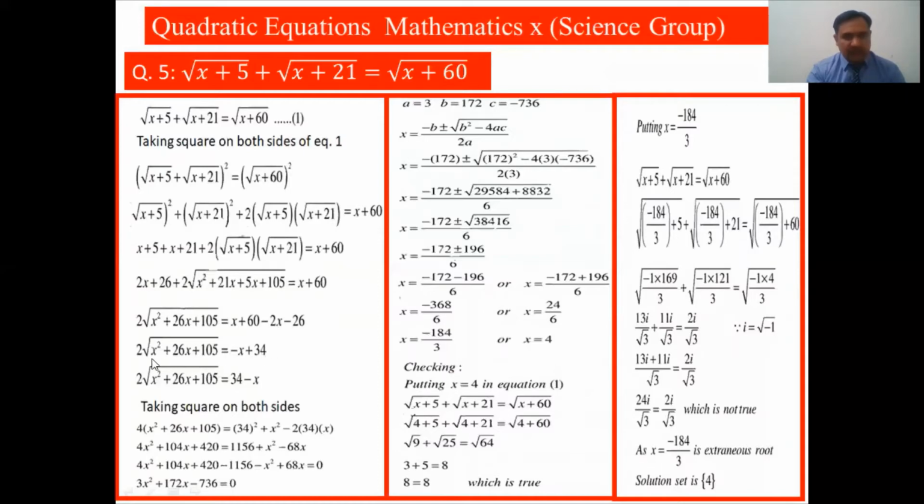Again, you can see that we have a radical sign. The only way to remove this radical sign is to take square on both sides. So taking square on both sides of the above equation, we have this type of expression. When we take square, this radical sign will disappear, and square of 2 is 4. And here we use the formula a minus b whole square.